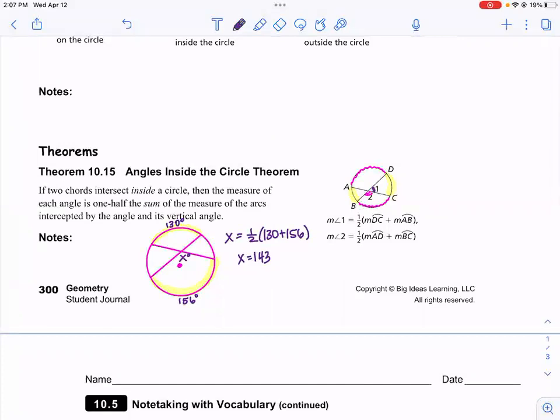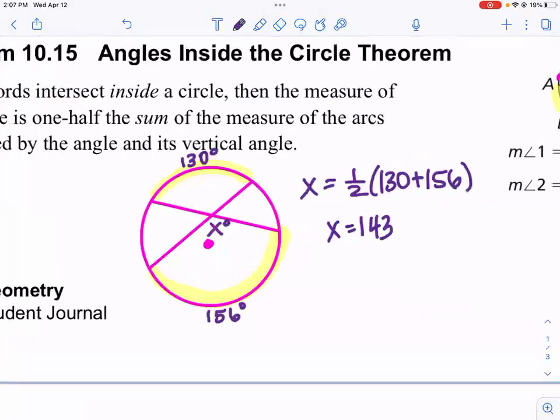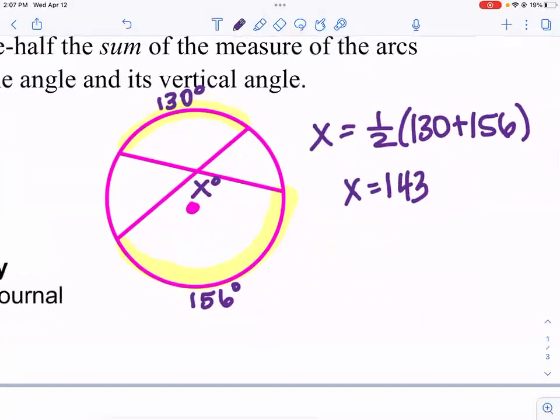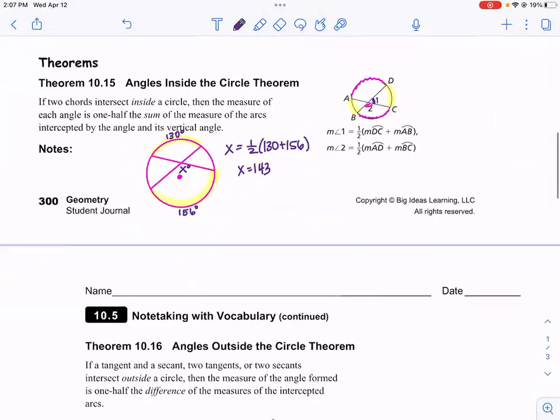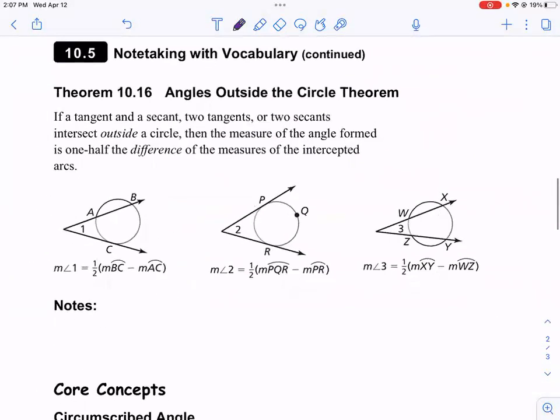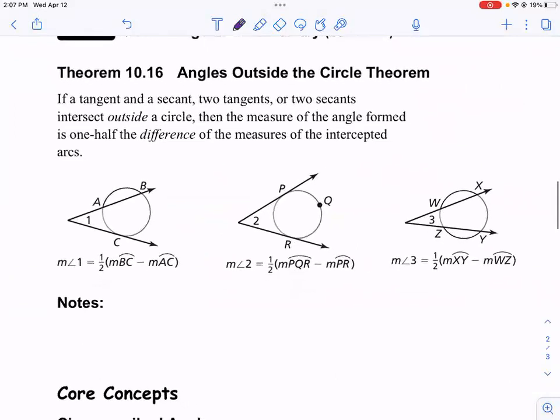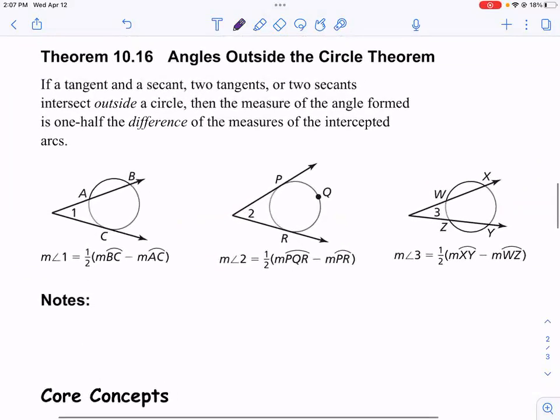On the next page, here we have our angle inside the circle, but its vertex is not at the center. It's not on the circle. It's just inside the circle. We are also going to have angles that are outside the circle. There are 3 pictures, but they all are talking about the same thing.